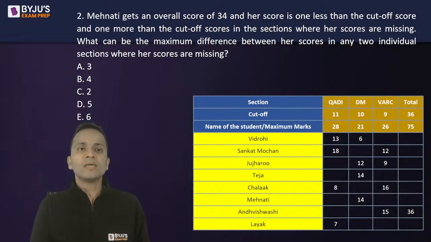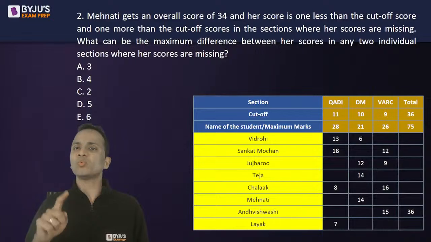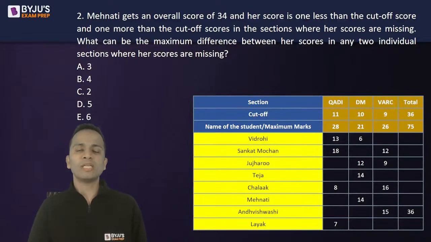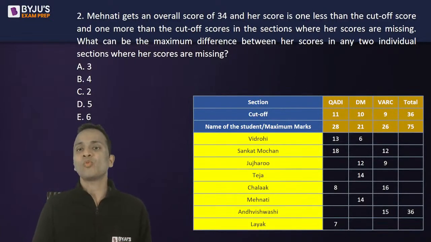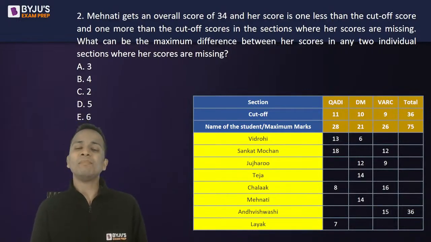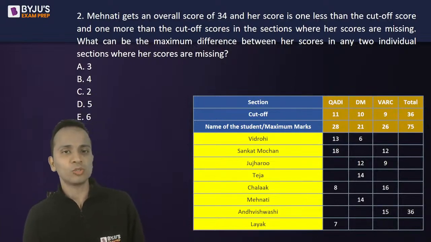Now, question number 2 is: Mehanti gets an overall score of 34, and a score is 1 less than the cutoff score and 1 more than the cutoff scores in the sections where her scores are missing. Okay, so Mehanti gets an overall score of 34. Clear? And a score is one less than the cutoff score and one more than the cutoff score in the sections where her scores are missing. What can be the maximum difference between her scores in any two individual sections where her scores are missing?